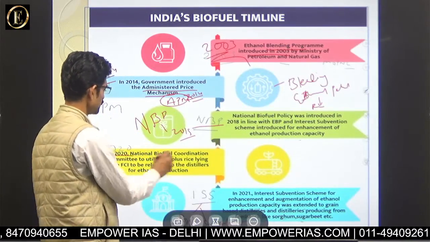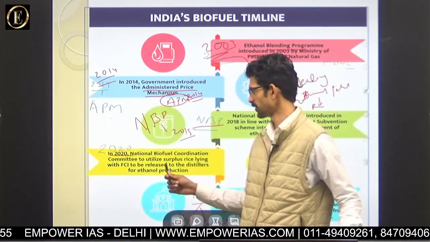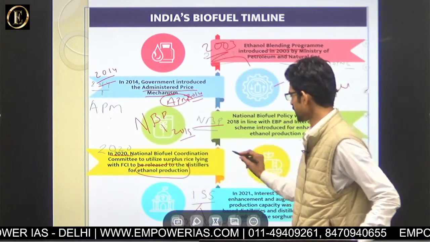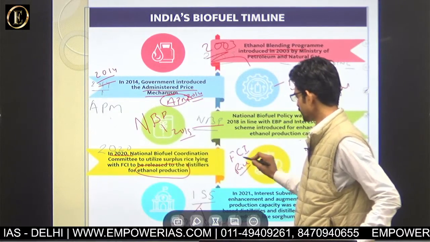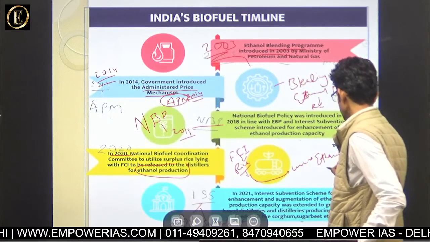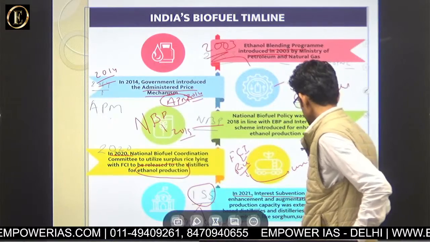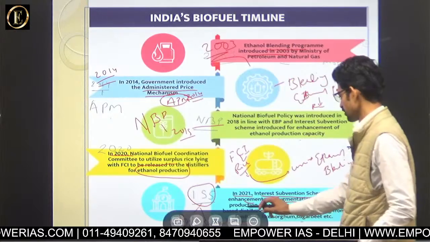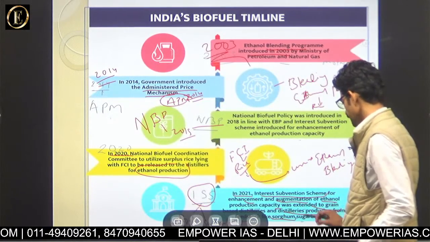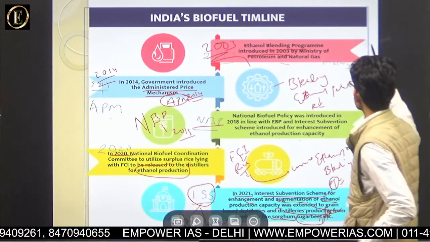Then in the year 2020 we have the National Biofuel Coordination Committee to utilize the nature of the petrols produced by the refineries, and which links with the FCI to distilleries for ethanol production. FCI गोडाउंस में जो भी राइस प्रोड्यूस बचे हुए थे जो कि सड़ रहे थे, ख़राब हो रहे थे, उनको यूज़ करके इथानॉल ब्लेंडिंग में कन्वर्ट किया जाना. Okay. Then the next part goes in ISS, which is the 2021 interest subvention scheme for enhancement and augmentation of ethanol production capacity, which extended to grain based distilleries and distilleries producing from feedstock like sorghum, sugar beet, sugar cane and so on. Remember these keywords from your prelims point of view. आप इसे याद रखें and make notes.